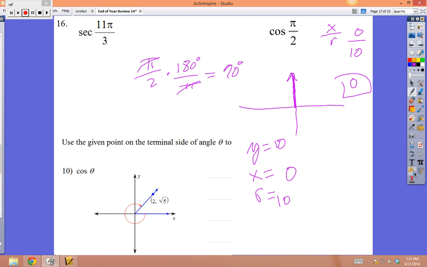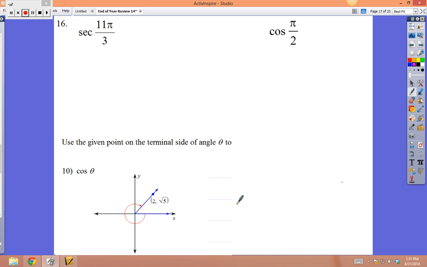Okay, now let's look at problem number 10. Cosine of theta. So let's use this dot and let's make a triangle. If you come down and make a triangle right there, I'm going to enlarge this triangle. So this dot right here, they went over 2 and they went up square root of 5.